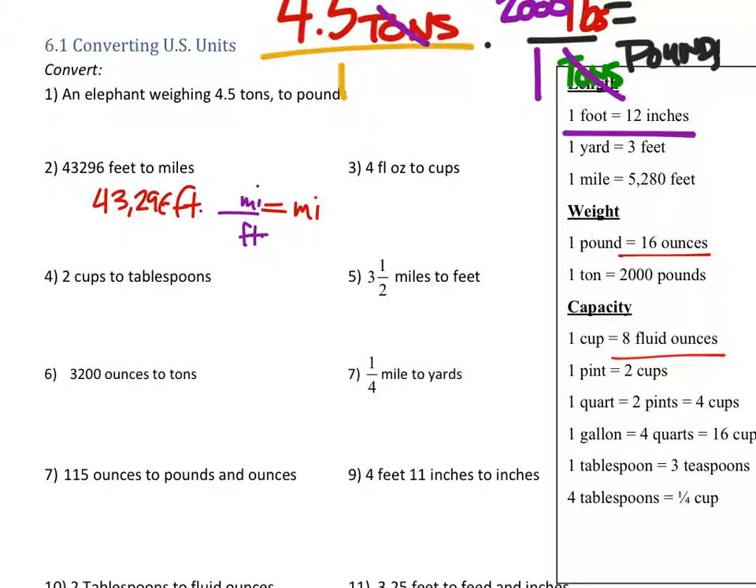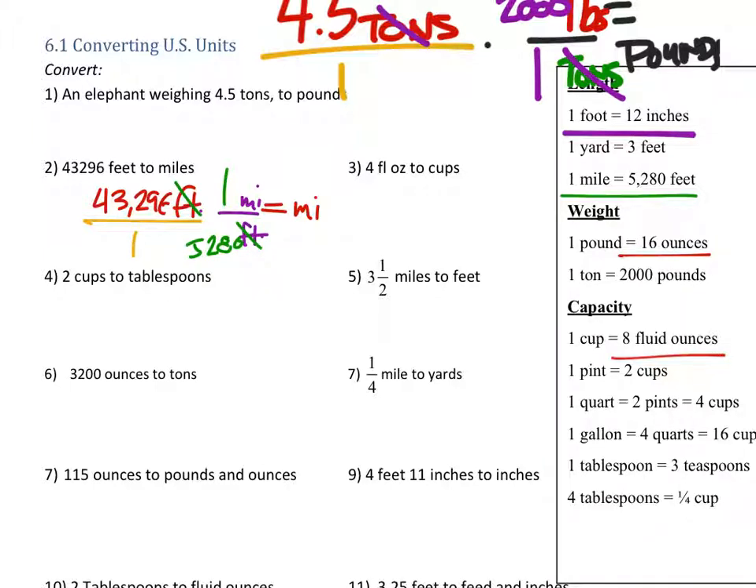Now again, I'm just focusing first on the units so I know what I need to cancel out. And we can see right here again, the feet are going to cancel out because I can make this a fraction. So now we just need to fill in those values. And I'm looking for miles and feet. So it looks like 1 mile is 5,280 feet.